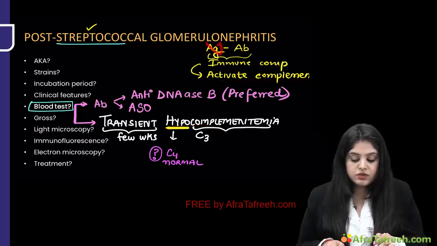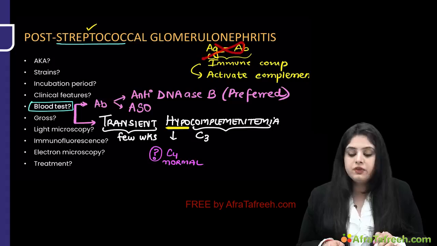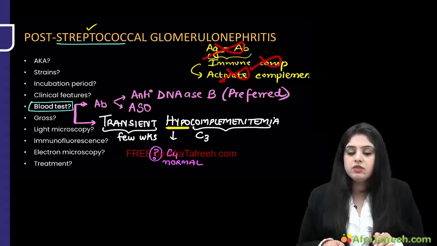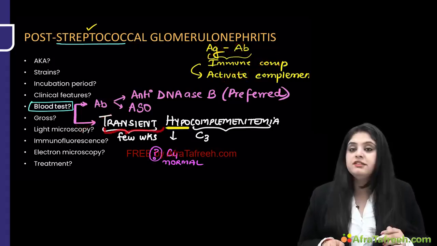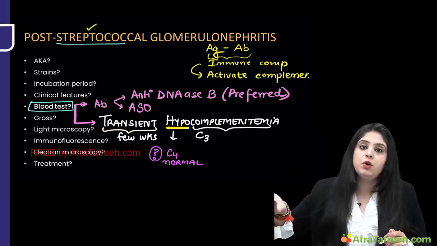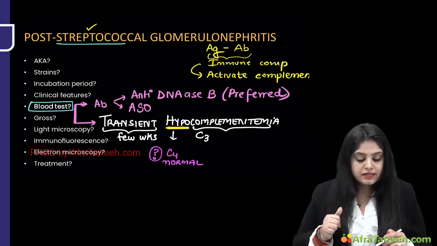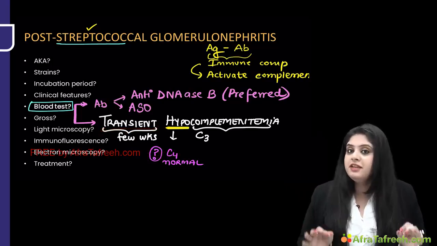Now, once the antigen will go away, after some time the streptococcus will be cleared off. Once the antigen will go away, the immune complexes are going to be removed. Then there is no activation of complement. This means everything will come back to normal. That is why I said it's transient. For some time the complement levels go down, after some time they are back to normal. I hope everyone's okay with it. Yes, so these are the blood tests, and this word is, like I said, very, very, very important.